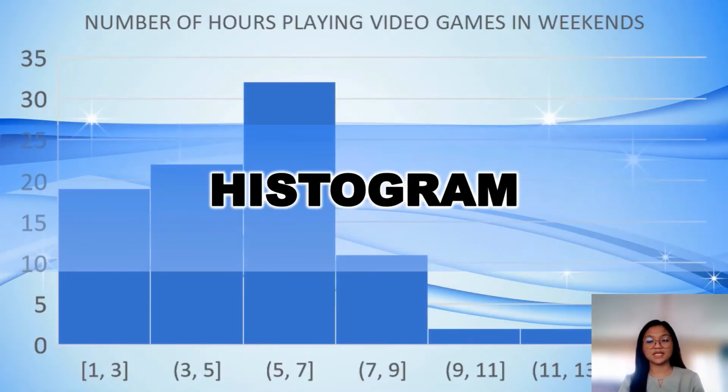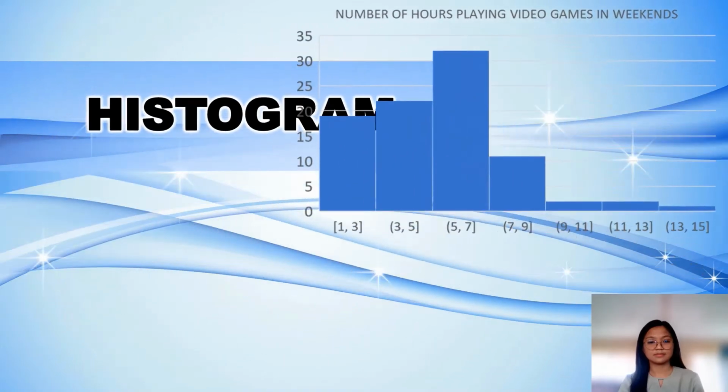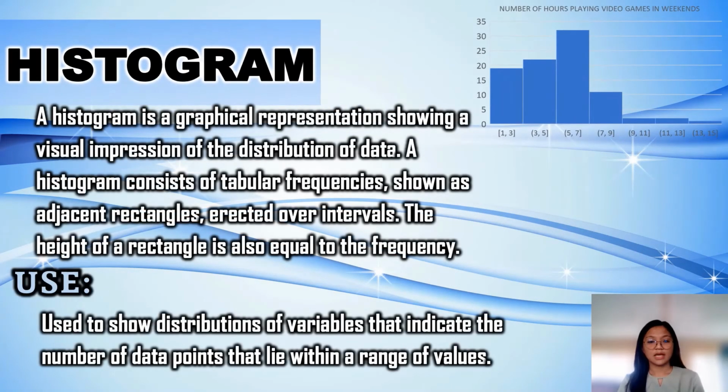The fourth graph is the histogram. A histogram is a graphical representation showing a visual impression of the distribution of data. A histogram consists of tabular frequency, shown as adjacent rectangles erected over intervals. The height of a rectangle is also equal to the frequency. Histogram is used to show distribution of variables that indicate the number of data points that lie within a range of values.